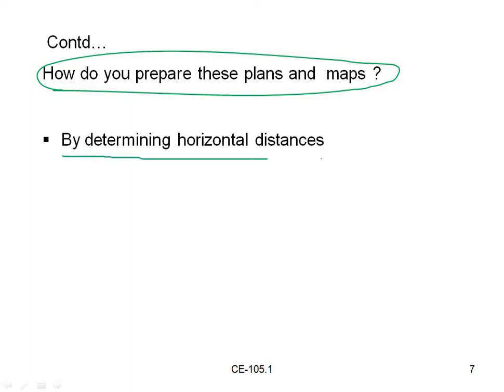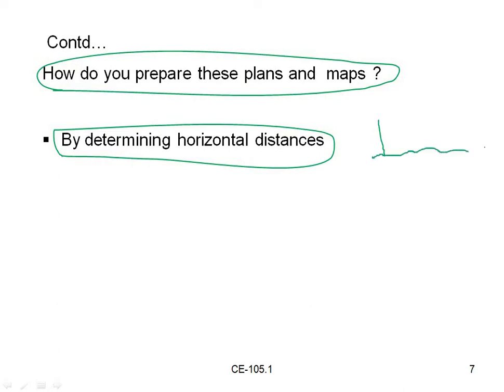By determining horizontal distances. Do you know what a horizontal distance is? Suppose this is a point on the ground level. Taking the distance from one point to another point with the help of an instrument is known as horizontal distance. How will you get this distance? By measuring with a tape.